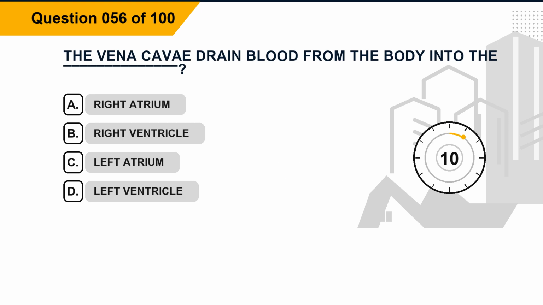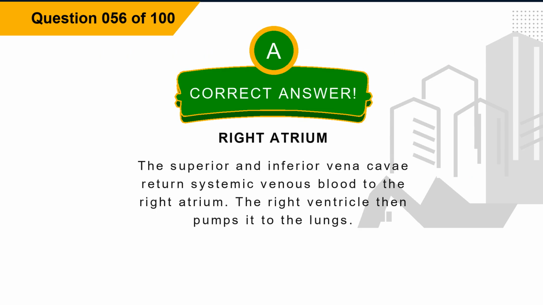Question 56. The vena cava drain blood from the body into the blank? Option A, right atrium. Option B, right ventricle. Option C, left atrium. Option D, left ventricle. The correct answer is option A, right atrium. Explanation: the superior and inferior vena cava return systemic venous blood to the right atrium. The right ventricle then pumps it to the lungs.